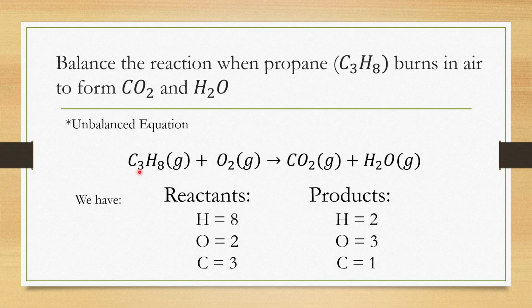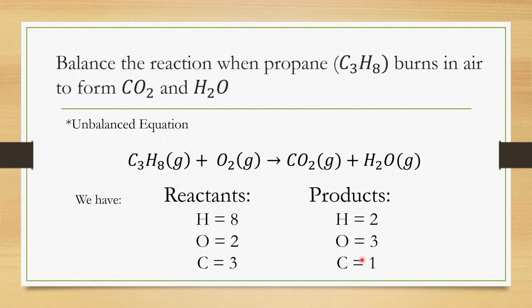And similarly, we'll do it on the product side. So we have H, which comes from the H2O. The subscript 2 means we have 2 hydrogens. For oxygen, we have 3 because in CO2, oxygen has a subscript of 2, which means that there are 2. And for H2O, there's 1 oxygen. So if we do 2 plus 1, we get 3. And for carbon, in the CO2, there's only 1 carbon. So we'll put the 1 here.